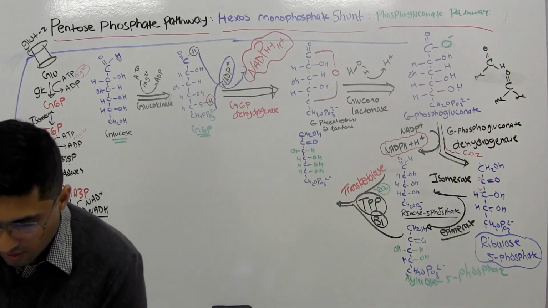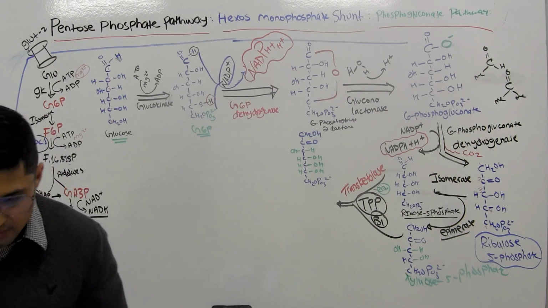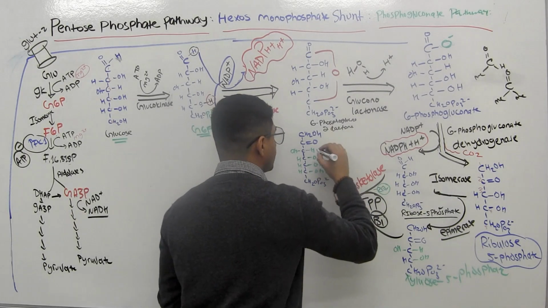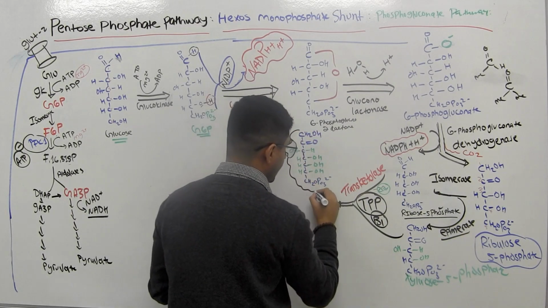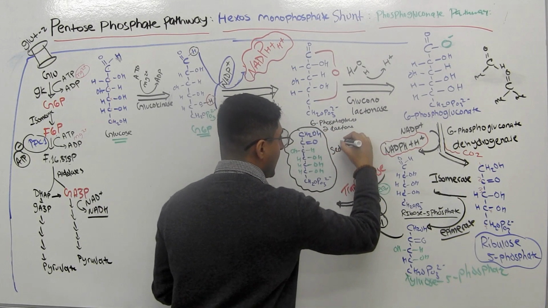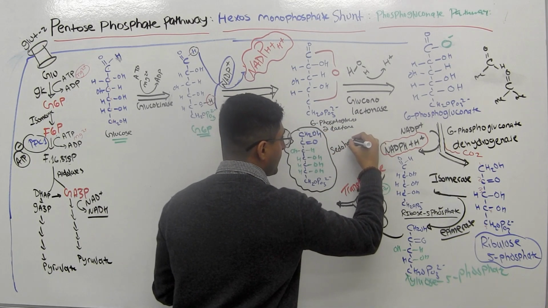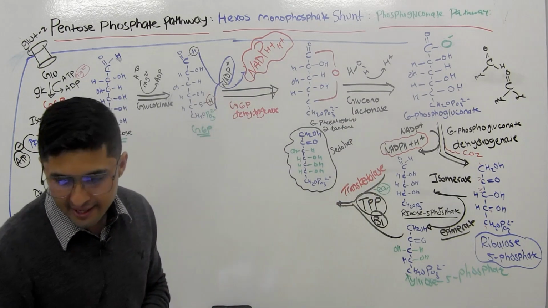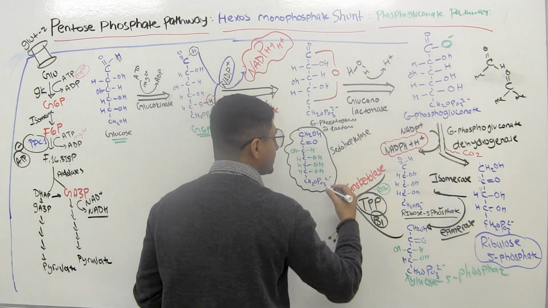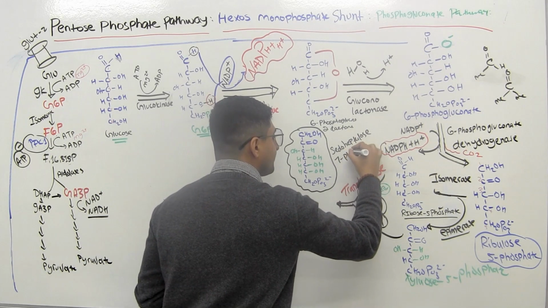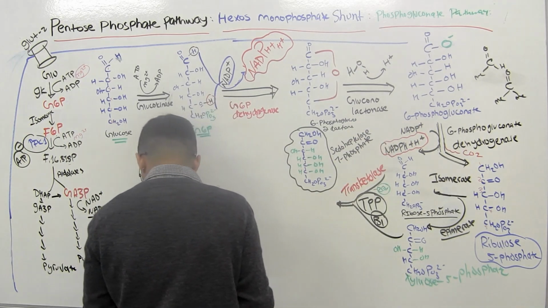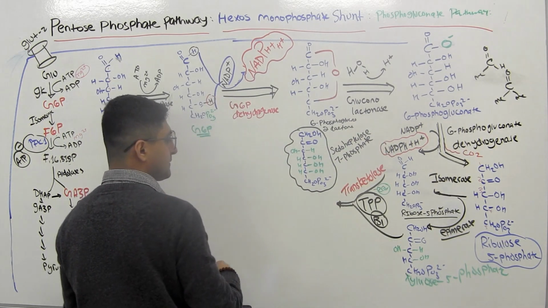And what is the name of this compound? It's called sedoheptulose. Let me write it down here, guys. This compound with the 7 carbon molecules is called sedoheptulose 7-phosphate. It's a heck of a name, guys.